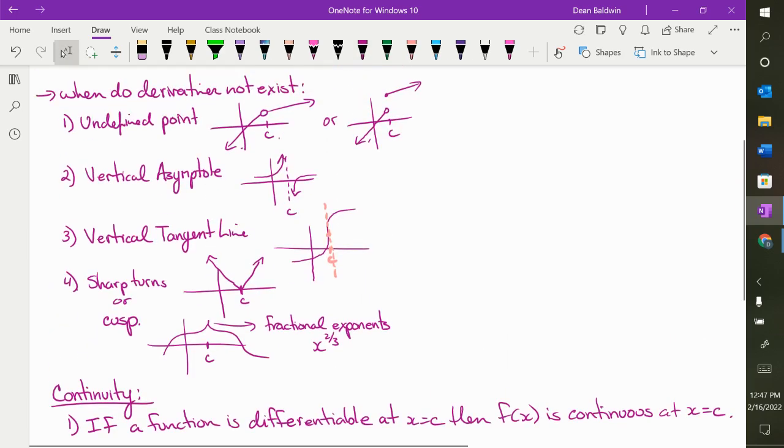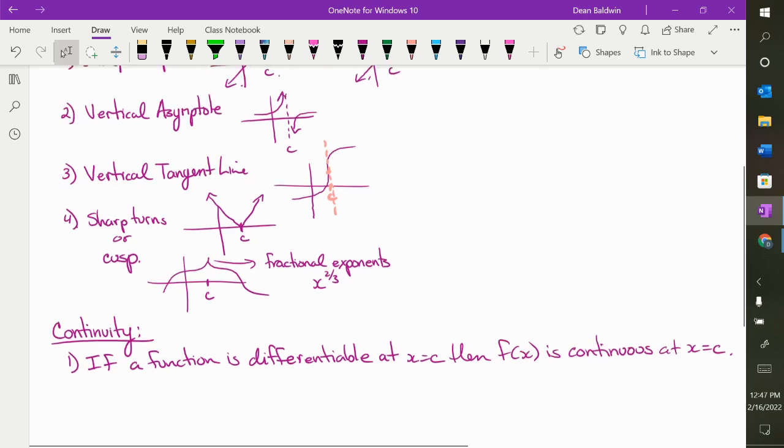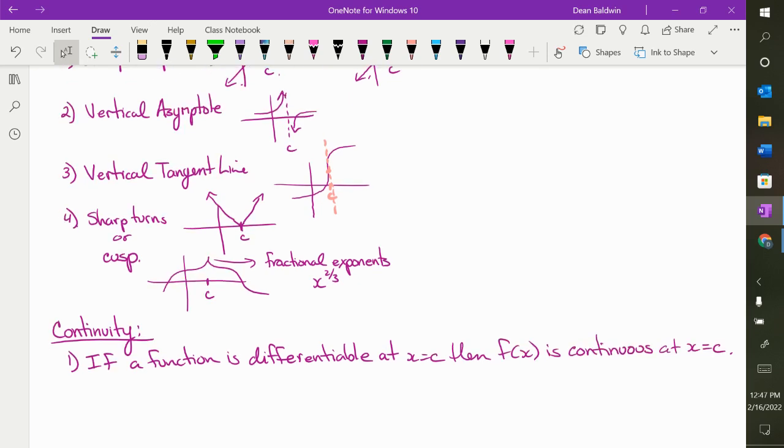But just because it's continuous does not mean it has a derivative. And you can see that with this one. This is a continuous function, right? But it's not differentiable at that point, or in this case, this point. All right, that's the sort of mathy stuff.